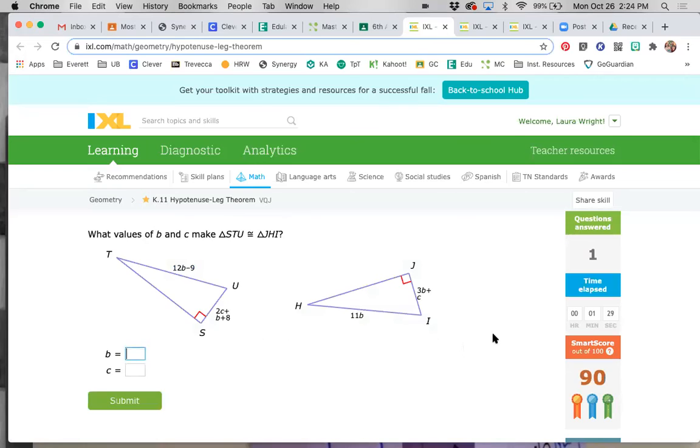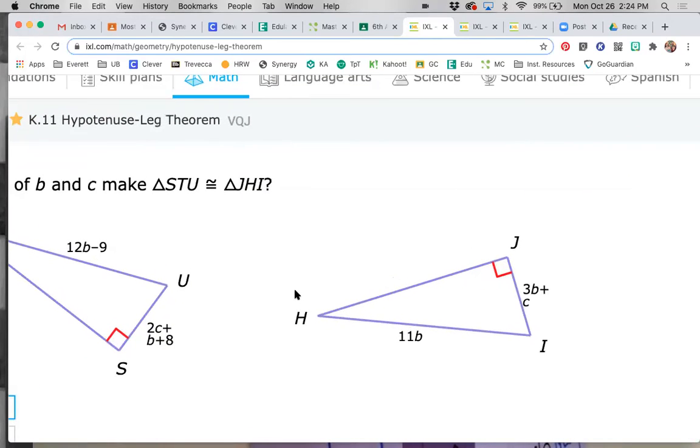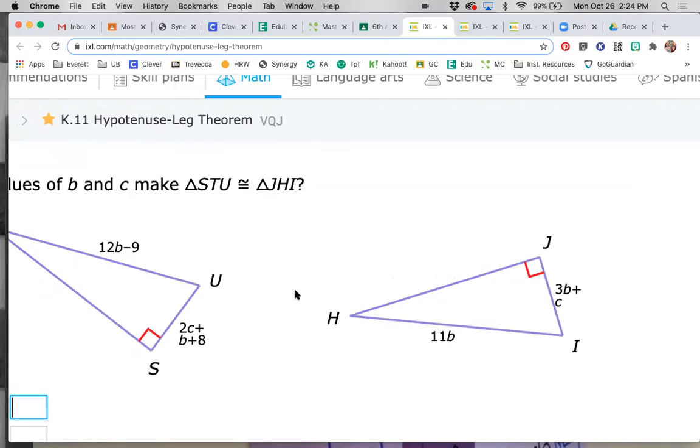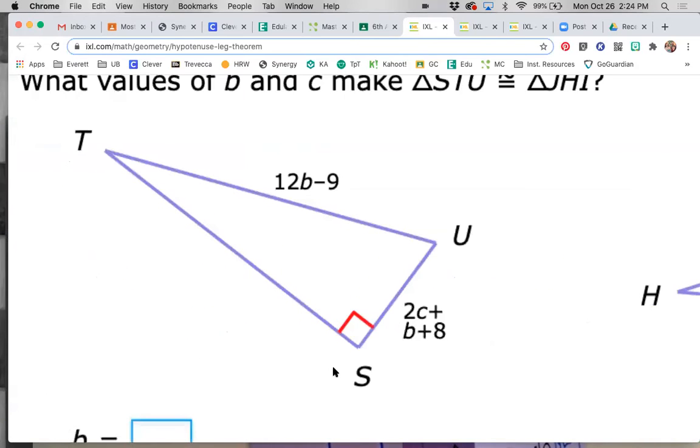Okay, so up at the very topmost levels in the challenge zone, you have 2 variables. So you have to look and see which one you can solve for first. Our hypotenuse over here is 11b. Our hypotenuse over here is 12b minus 9. If you've only got one variable in your equation, you can solve for it. So solve for that first. 12b minus 9 equals 11b. So b equals 9.